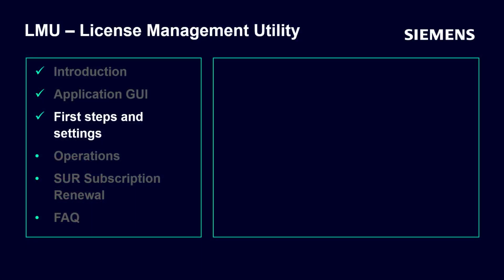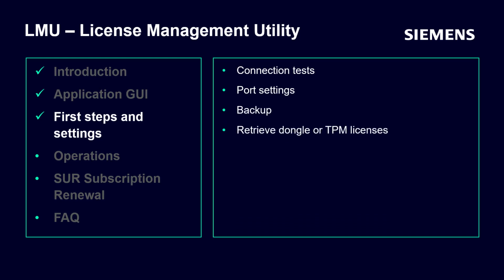After installing the software and before starting the operations, it is recommended to test the connections and make or change some settings. In this session, we would like to show you where to perform connection tests, inform you where to change the port settings, show how to create a backup folder, inform you about the retrieve of dongle or TPM licenses, and show you where to change the language settings.